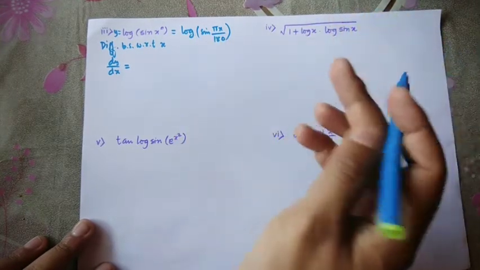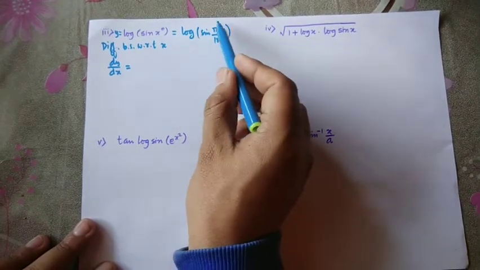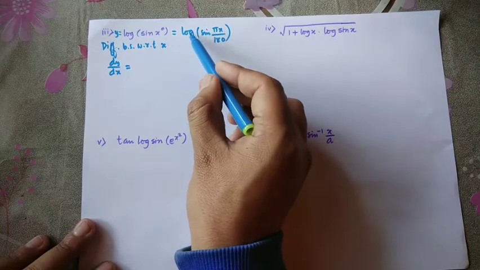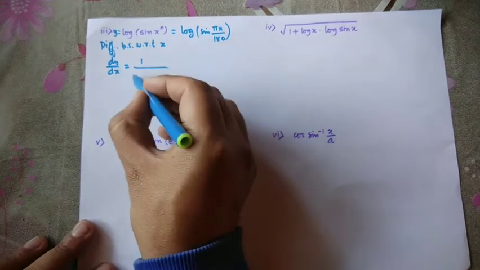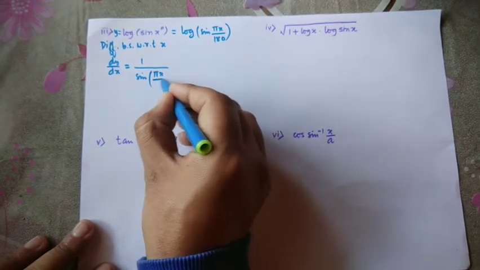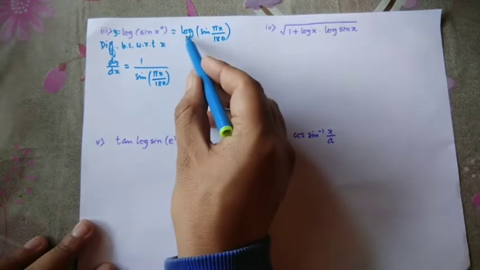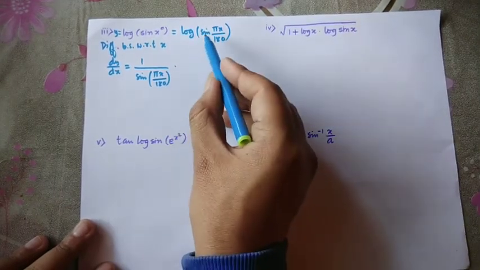Okay, so from outside we will go inside, so outside is log. If I call this as x, then I have log x, and differentiation of log x is 1 by x, and how much is x? x is sine pi x by 180. So this is differentiation of this log. Now we need to multiply, we need to keep on multiplying.